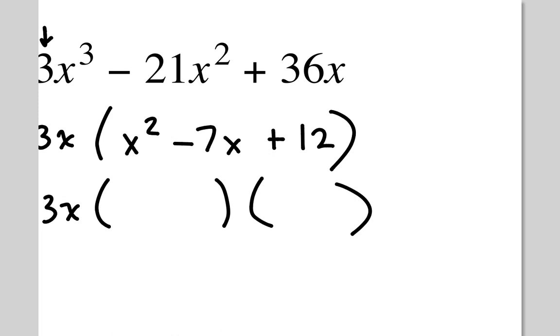Okay, so Carl said 3 and 4. Is he correct? Kind of, right? He's on his way there. -3 and -4, because those two negatives would multiply for a positive 12, right? And they would add up. When you add two negatives, they get more negative to -7, right?